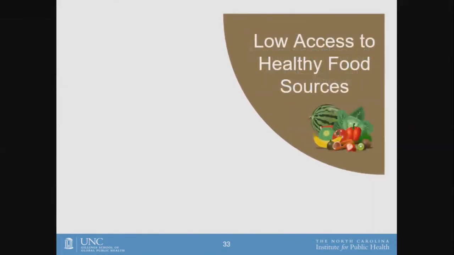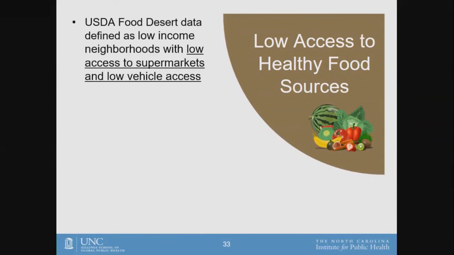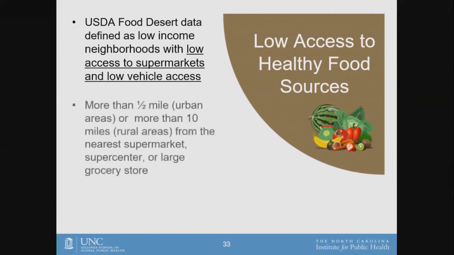So when I say low access to healthy foods, what we are relying on for this one is the USDA food desert data. Now, the USDA defines a food desert as low-income neighborhoods with low access to supermarkets and low vehicle access. But since we already included low-income neighborhoods, we already included family poverty, we only used USDA data that indicated which neighborhoods had low access to supermarkets and low vehicle access. Low access being defined as more than 1/2 mile in urban areas or more than 10 miles in rural areas from the nearest supermarket, supercenter, or large grocery store.